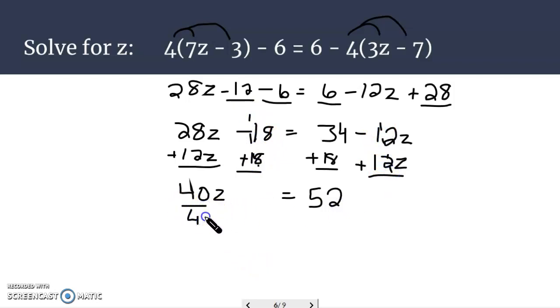Final step, I need to divide both sides by 40. We'll get a decimal here, I believe. 52 divided by 40, you can see on the calculator, z will then equal 1.3.